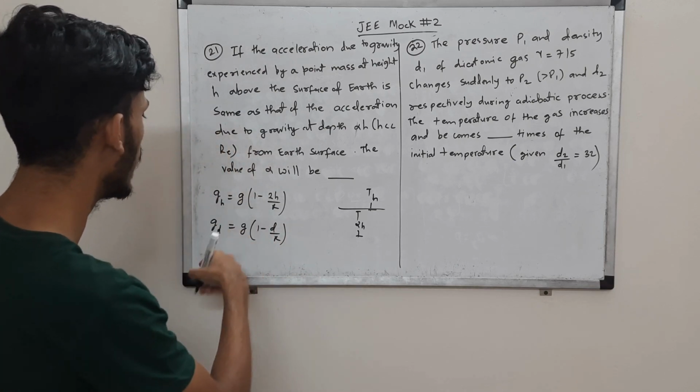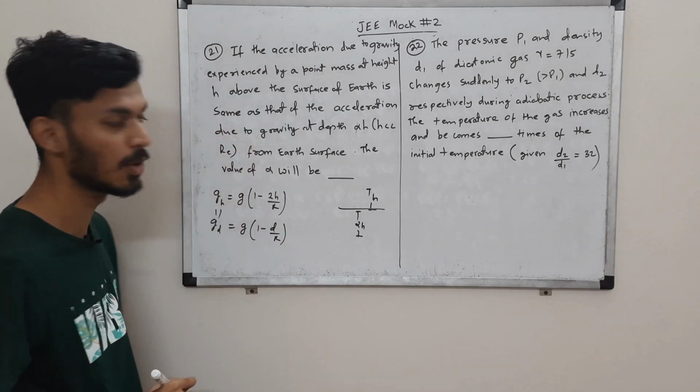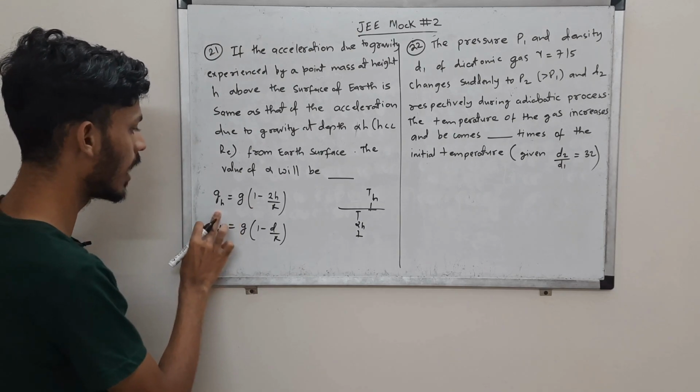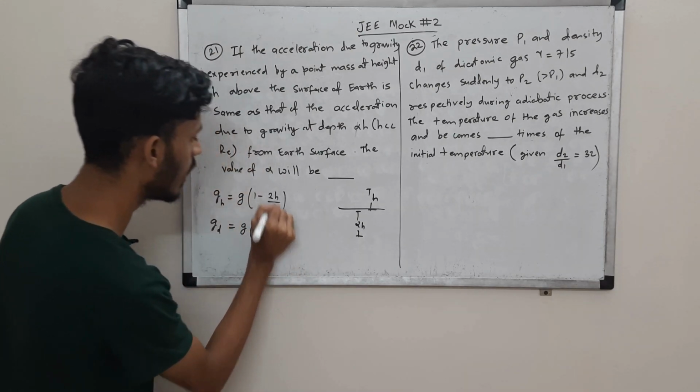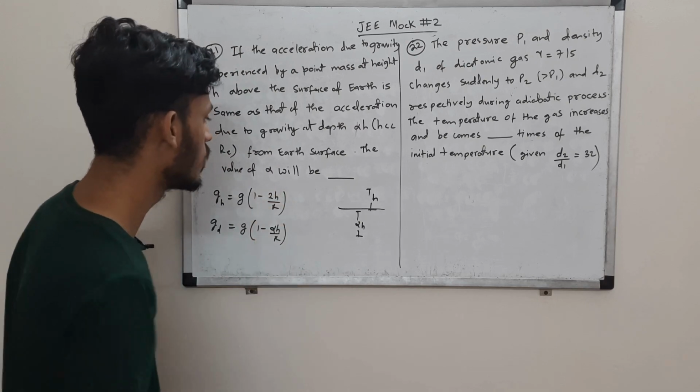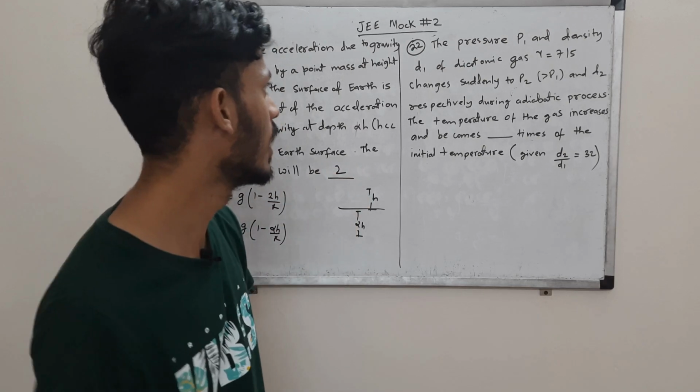Now you can easily compare this, these two values are given to be equal in the question. So if you compare this, depth is given as alpha times of h. So you can see that the value of alpha should be equal to 2. Okay, let's come to this one.